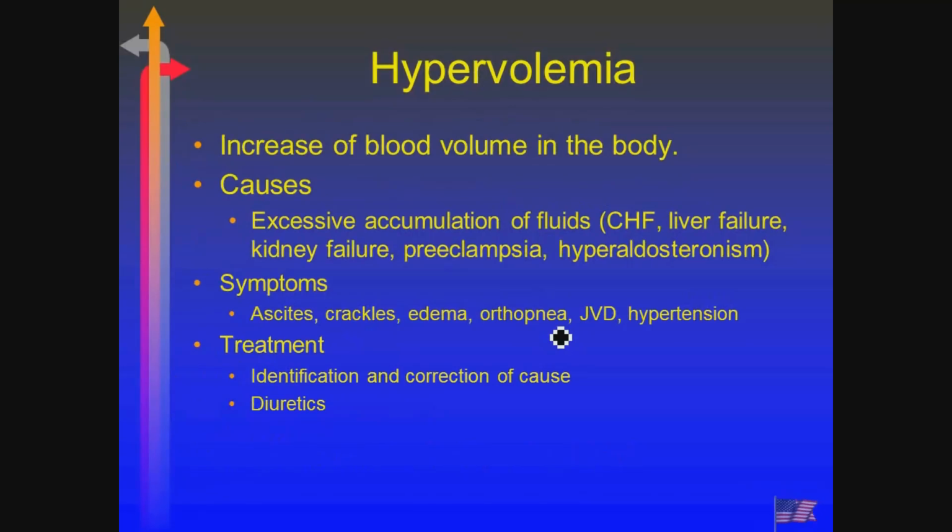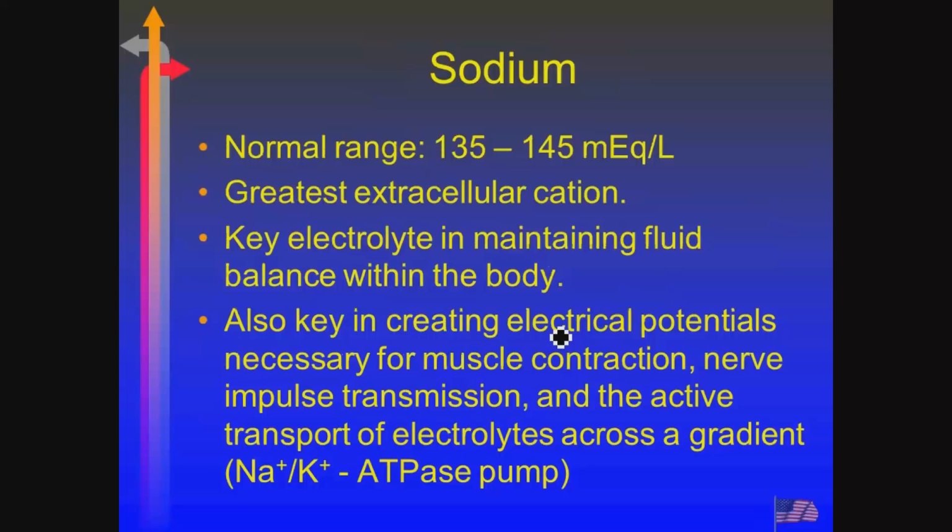Other end of the spectrum, hypervolemia, usually is associated with some problem with either excretion or some other metabolic problem, like hyperaldosteronism and congestive heart failure. Symptoms, again, you guys should be pretty familiar with: crackles, development of edema, jugular venous distension, high blood pressure, ascites. And the treatment is to find the cause and fix it, and we can use diuretics to relieve some of that. You should know the normal range for sodium.